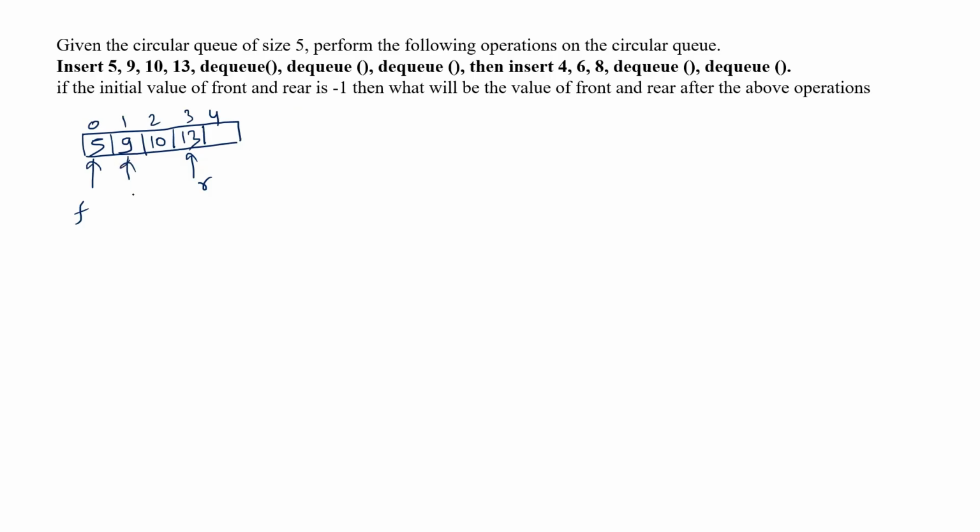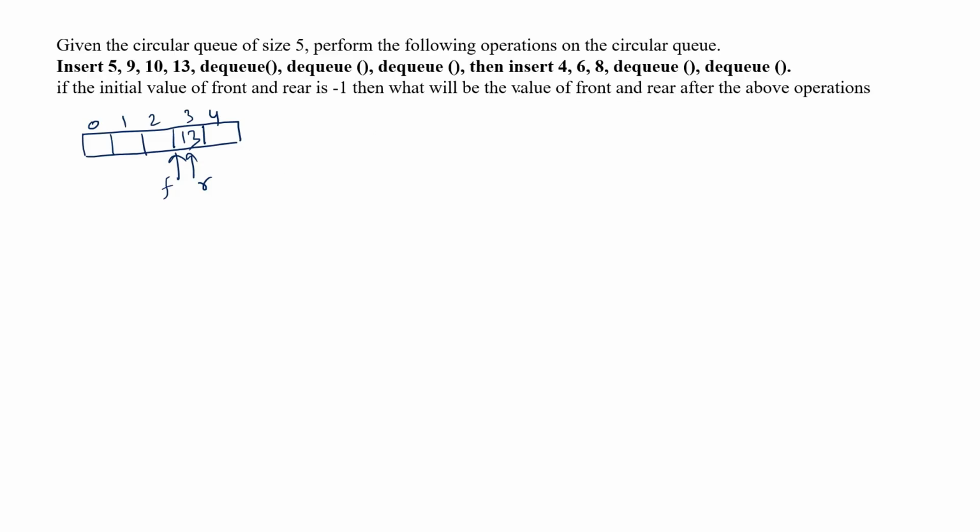DQ, DQ, DQ, 3 times you have to delete the element. If you delete the first time, F will come here, meaning your 5 will get deleted. Again you delete the element, the second DQ we will do, 9 will be deleted, but the value of front will come on the 10, on the 2 index. Again, the third time if you delete, this value 10 will be deleted and the front will point to index 3.